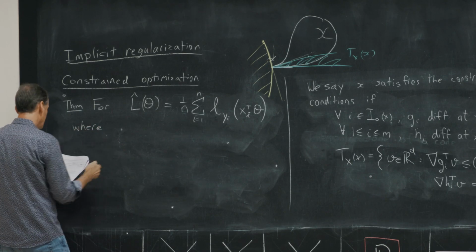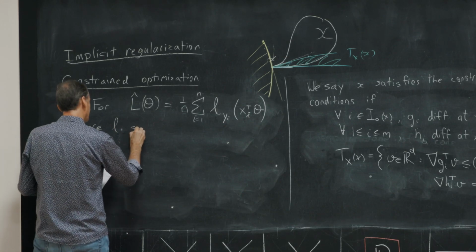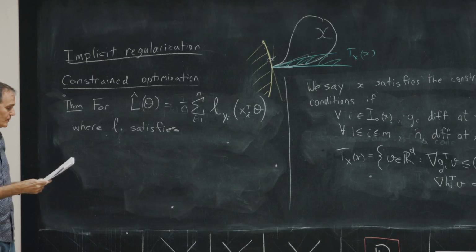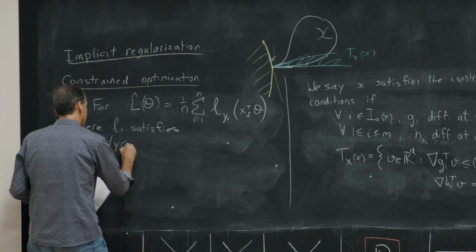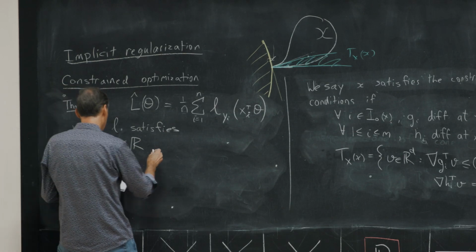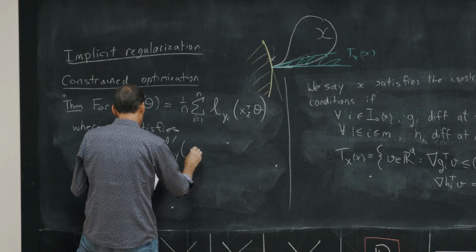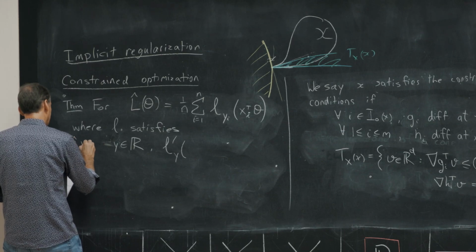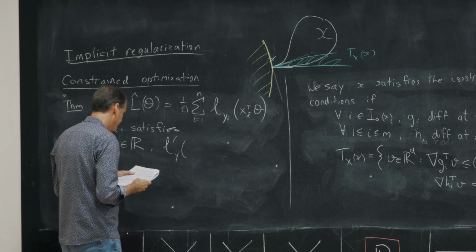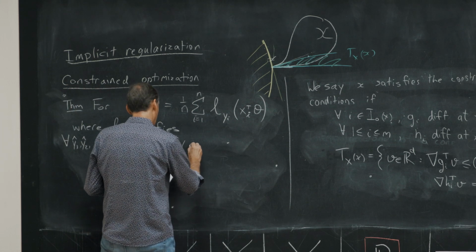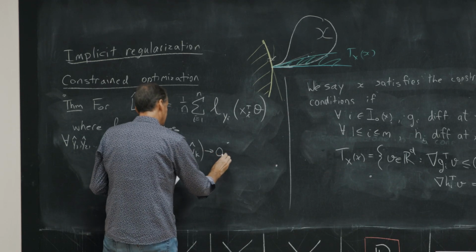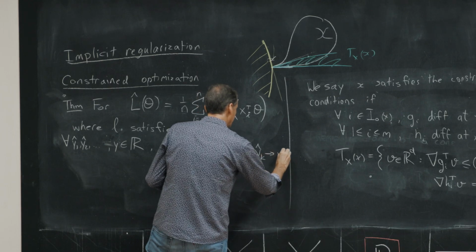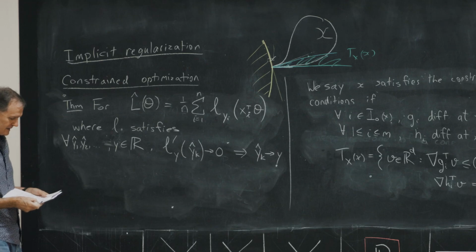In the case we were considering before, this function was yi minus xi transpose theta squared. I'm writing it that way to be a little economical. Where the loss L satisfies, for all y in R, considering real outcomes here, and for all sequences y hat 1, y hat 2, and so on, the derivative of the loss at y hat k approaching 0 implies y hat k approaches y. Certainly true for our quadratic loss.